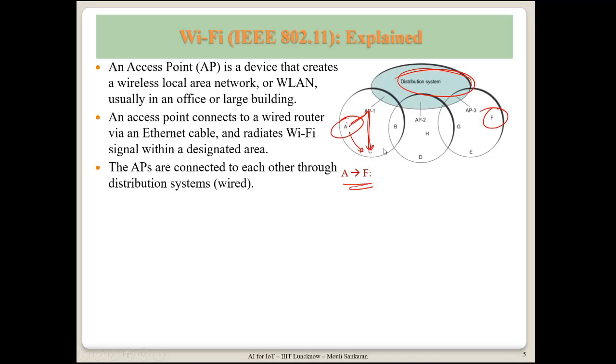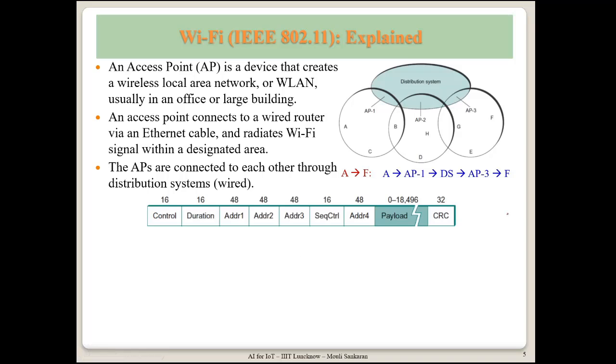Now what if A needs to communicate with F? It goes through the distribution system, A to AP1, AP1 to AP3. Maybe multiple stages may be there, that's why I'm showing it here. There are many protocols which learn the different devices in the network, so they know that F is on this port, and they go to AP3 and finally land in F. So this is how the communication happens.